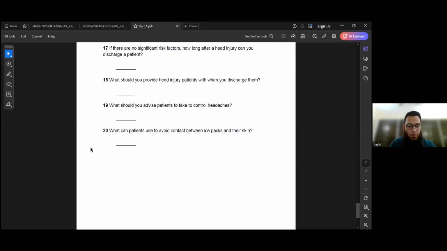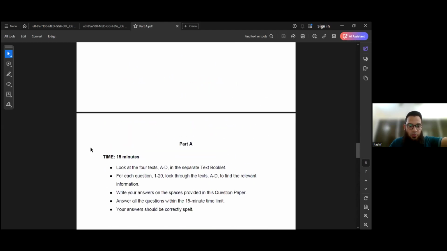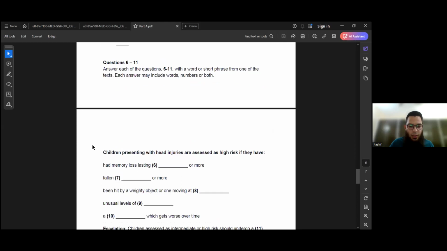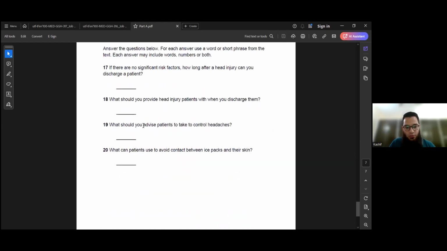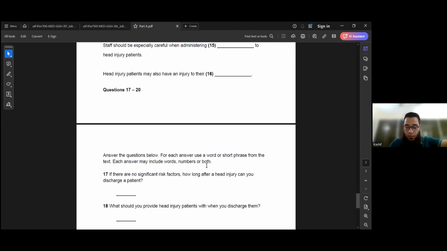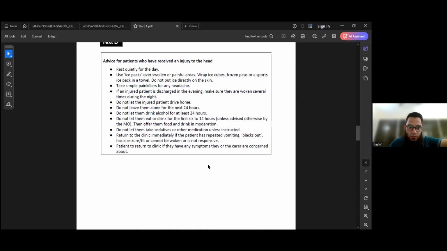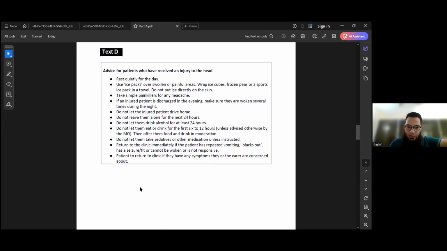Oh, sir, the scroll timer is up. The timer is up, but it's okay because we have been scrolling up and down. Here it is. The answer is given here. Painkillers. Okay. The other question is what should you advise patients to take to control headaches? This is given. Now, the last question is what patients can use to avoid contact between ice packs and their skin? Okay, it is also given in text D.